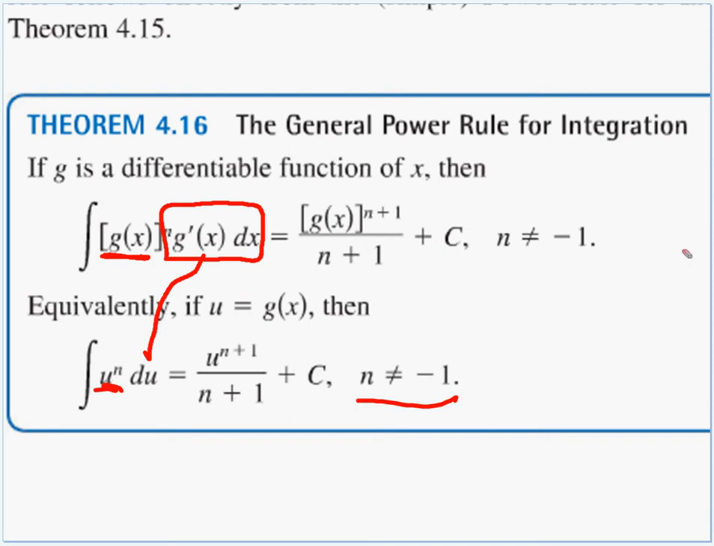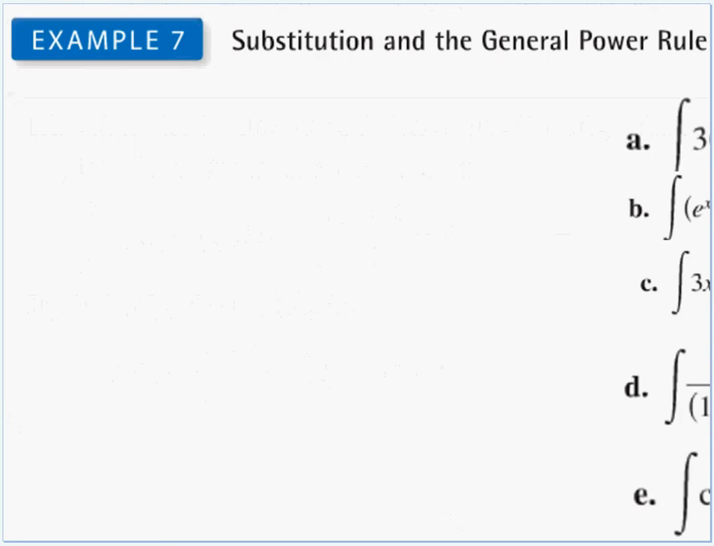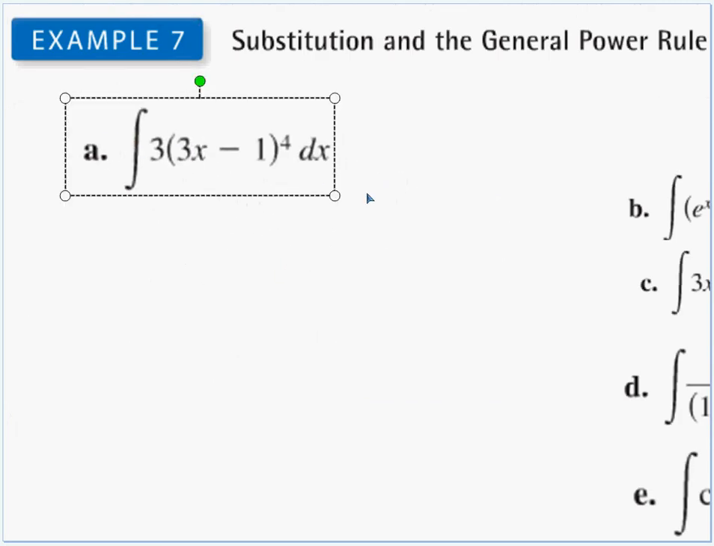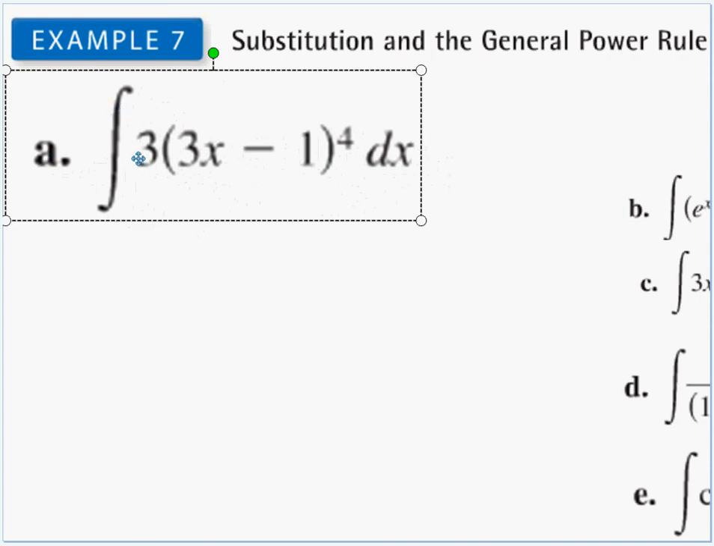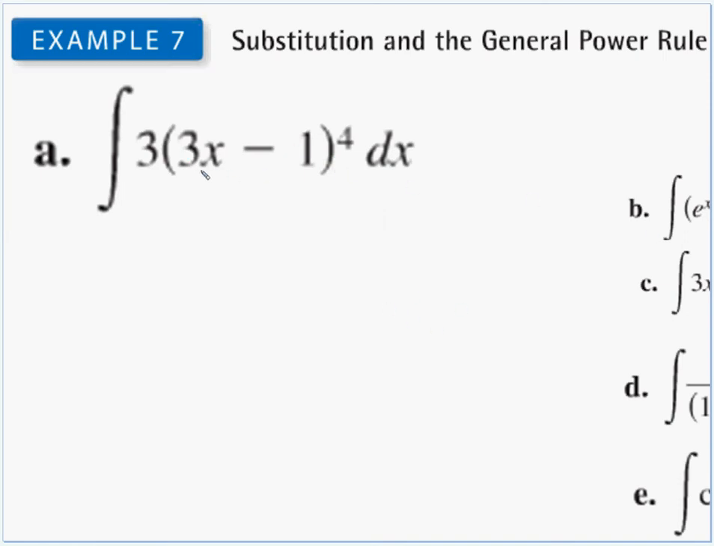Let's try it out. Letter A, antiderive 3 times the quantity 3x minus 1 to the fourth power dx. So this one, let's just look for the pattern recognition. I'm going to assume this is my inner function. What is the derivative of 3x? Well, that would be 3 dx. So we have the 3, we have the dx, that is our rocket fuel.